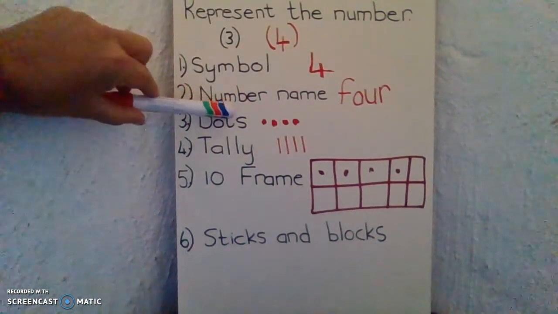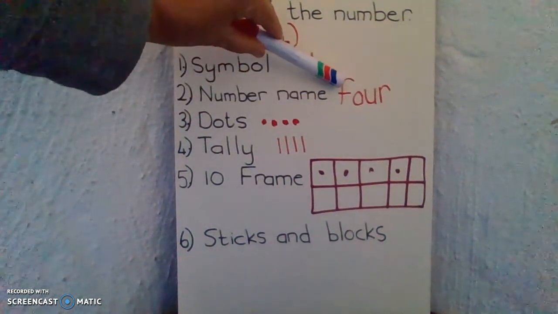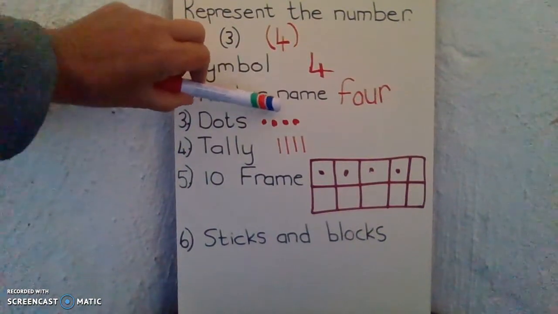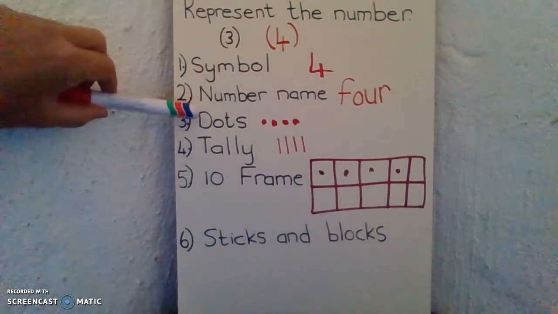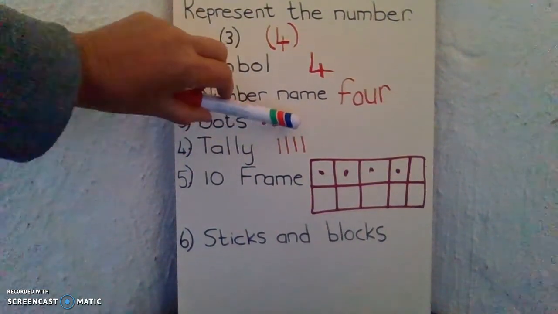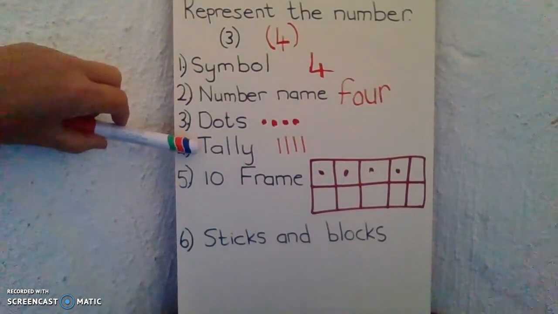We've learned how to write the number name, which is the word for the number. We've learned how to draw the dots. We drew 1, 2, 3, 4 dots because our number's 4. We learned how to draw the tally lines, 1, 2, 3, 4 tally lines because the number's 4.